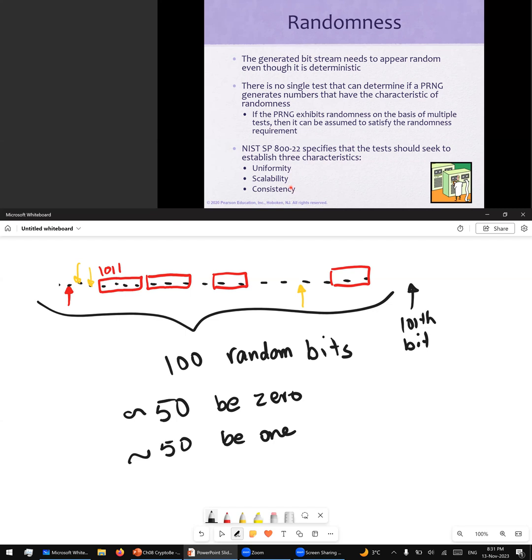to see if the randomness characteristic of a pseudo-random number generator is satisfied.